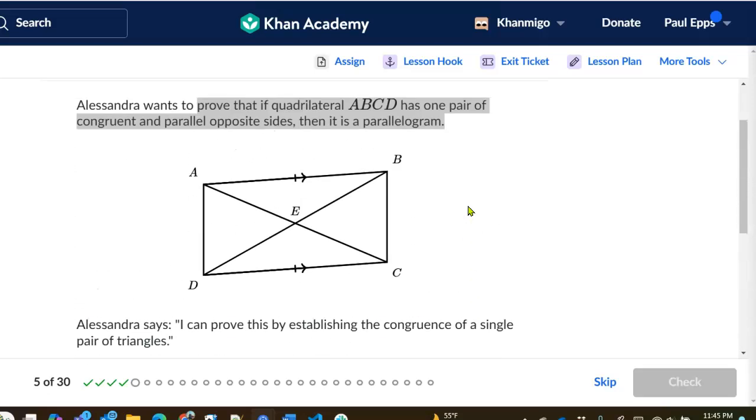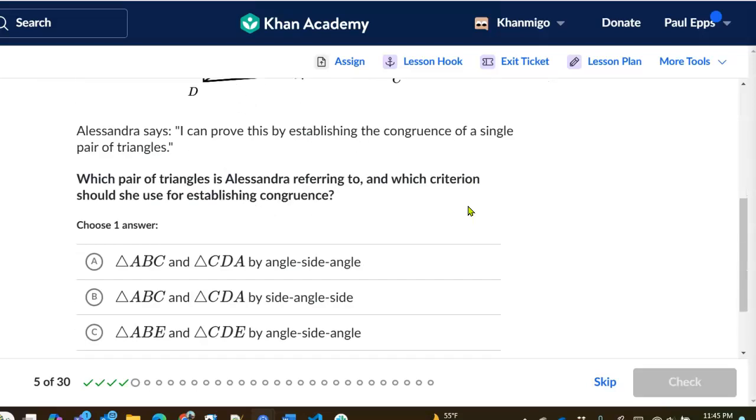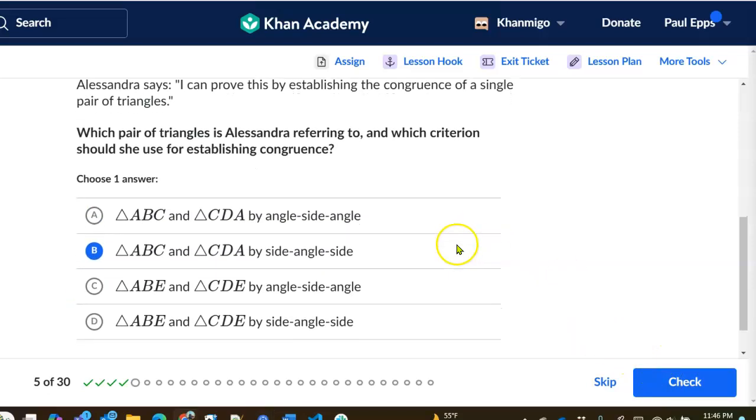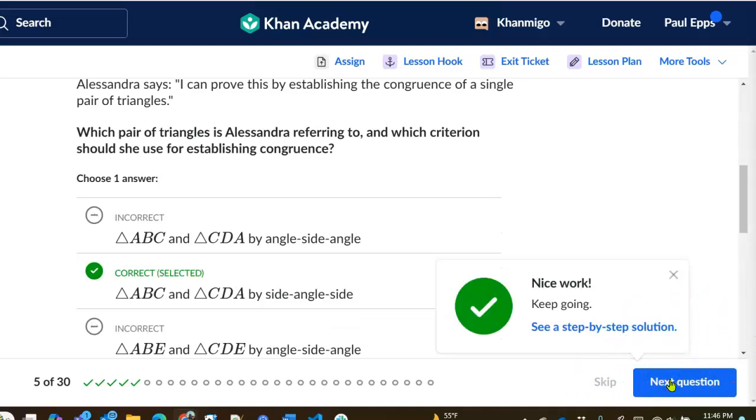We need ABC and ADC. Well, it's one of the first two. Okay, ABC, CDA, and it is side, angle, side. Is there another possible answer here? Okay, that's wrong.